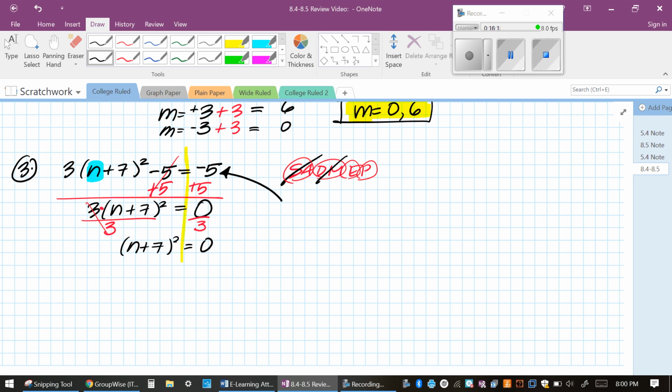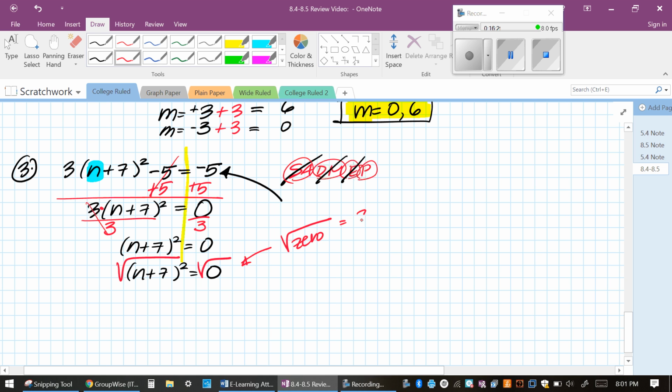And now I am on the e, the exponent. I need to cancel the exponent of 2, so I'm going to square root both sides. Remember that when you square root 0, you only get one answer, and that's 0. When you square root a positive number, you get 2 solutions. When you square root a negative, you get no real solution. So square root of 0 is just 0.